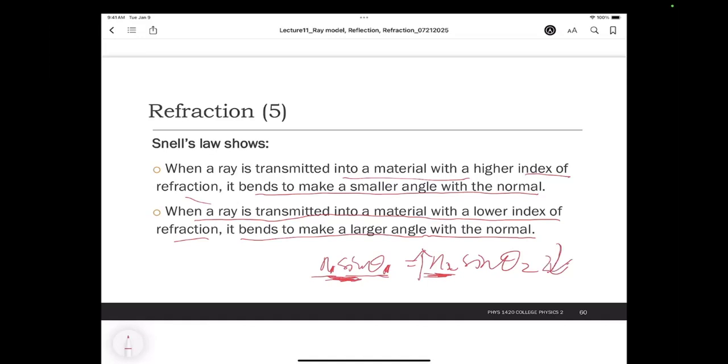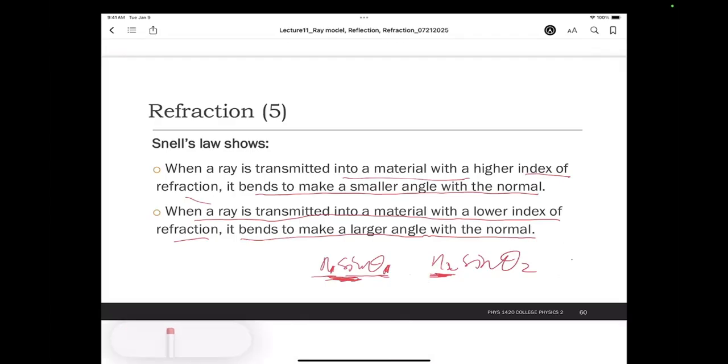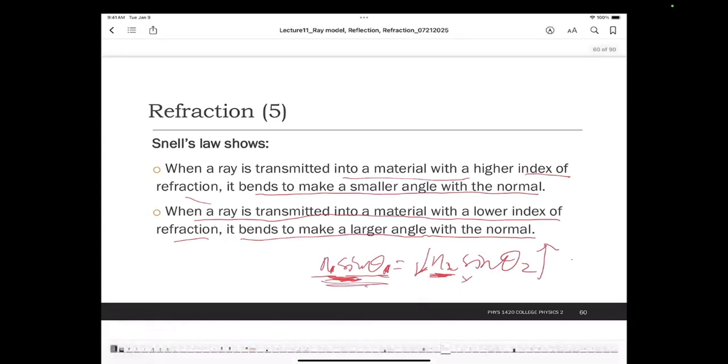If the index of refraction is lower, then this one will be higher, to make sure the multiplied value equals this one. Does that make sense to you? Yeah, this is what Snell's law wants to tell us.